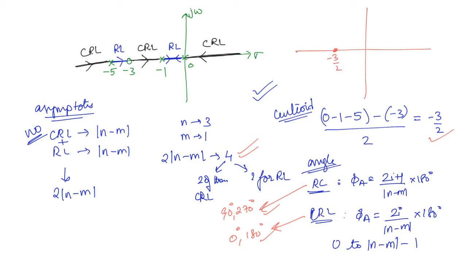For the CRL, what are the asymptotes? They are 0 degrees and 180 degrees. So one will be lying like this. This is 0 degrees and this is 180 degrees. So this is asymptote 1 and this is asymptote 2 for the CRL. What will happen to the asymptotes of RL? They will be at 90 degrees and one at 270 degrees or minus 90 degrees. So for RL, this is one asymptote and this is the second asymptote. So totally we have 4 asymptotes, all of them converging at minus 3 by 2. That is the centroid.